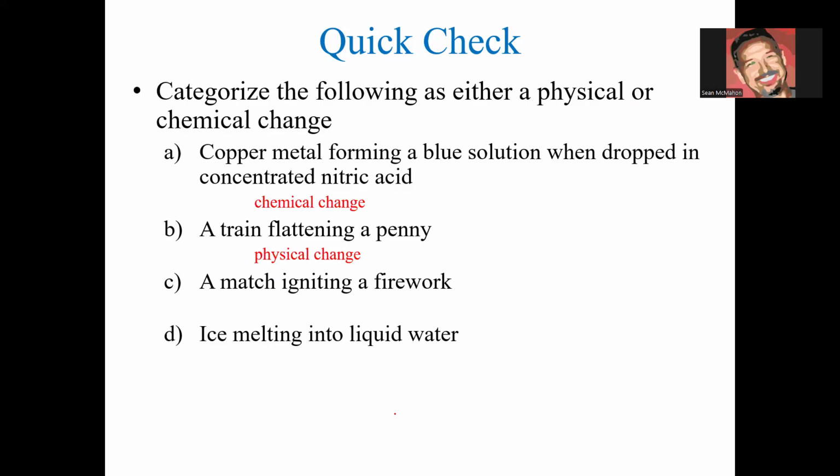All right, what about, we just had the 4th of July, a match igniting a firework. It's a chemical change. What do you see, right? Energy change, heat's given off, light. Those are all forms of energy, right? Ice melting. Again, solid water is ice. When it melts, it's just liquid water, a puddle. It's physical.